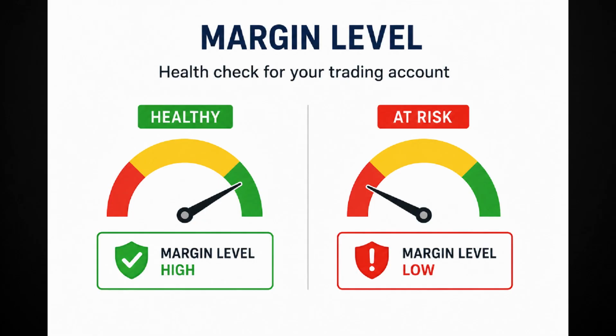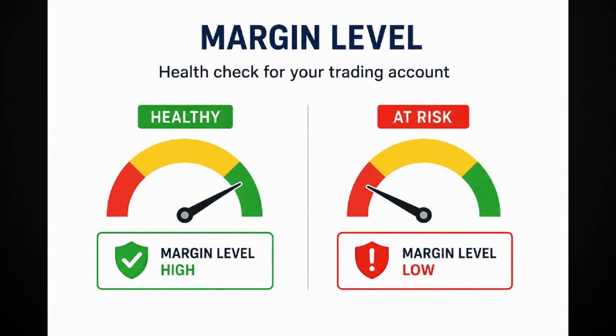One more thing you need to know is that margin level is always displayed as a percentage. You can think of this percentage as a quick health score for your trading account. The higher the percentage, the healthier your account. As the market moves against your trade and your losses increase, that percentage begins to fall. If it drops too low, your broker may issue a margin call or eventually trigger a stop out.